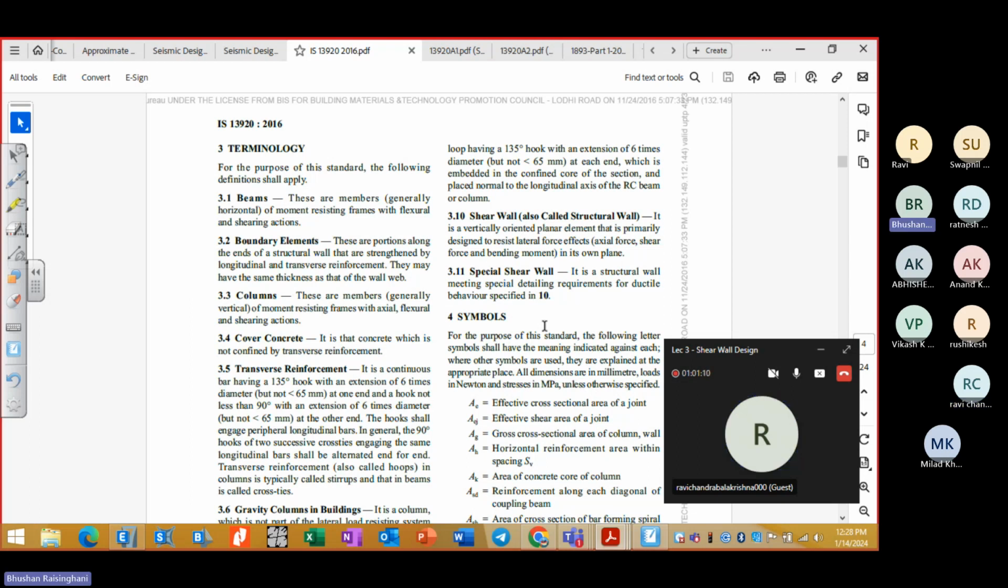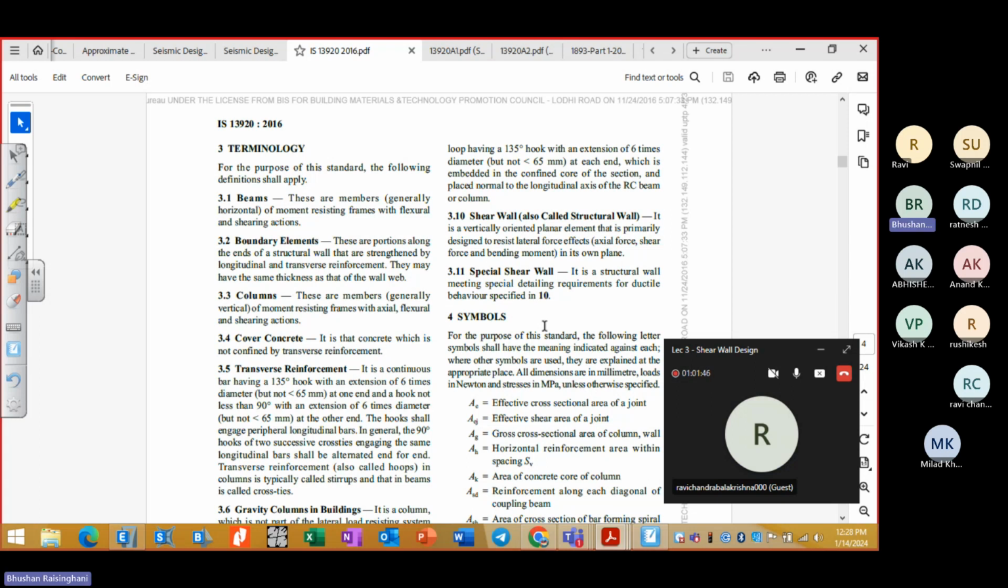And your shell is a combination of plate and membrane. So it is in plane, out of plane, both it will take. So it is basically a 3D object. Your plate and membrane is a 2D object. So 2D objects are mostly governed by bending. Here the shear force is also a major part of it. That's why when we are designing for shear wall, we are calling it as a shell element, because we consider the shear forces also as a major part in design.